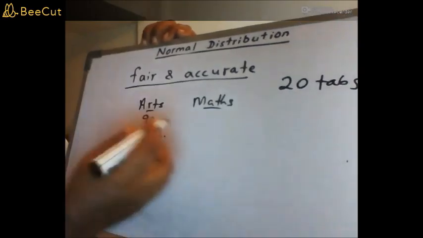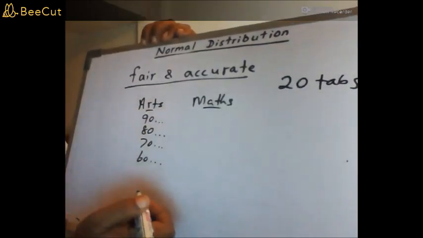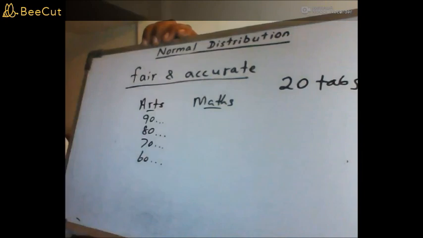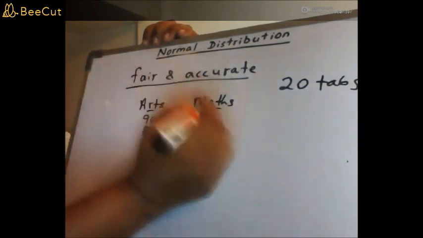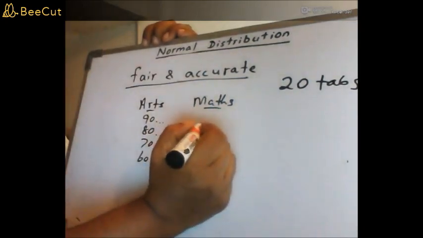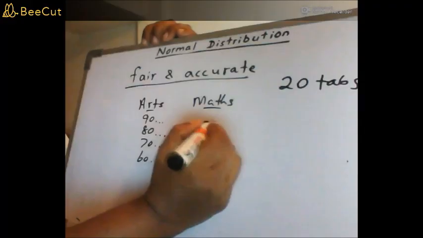If we take this maths class, what are the subjects? Maths class, combined maths, physics, chemistry. So the highest mark may be 50.